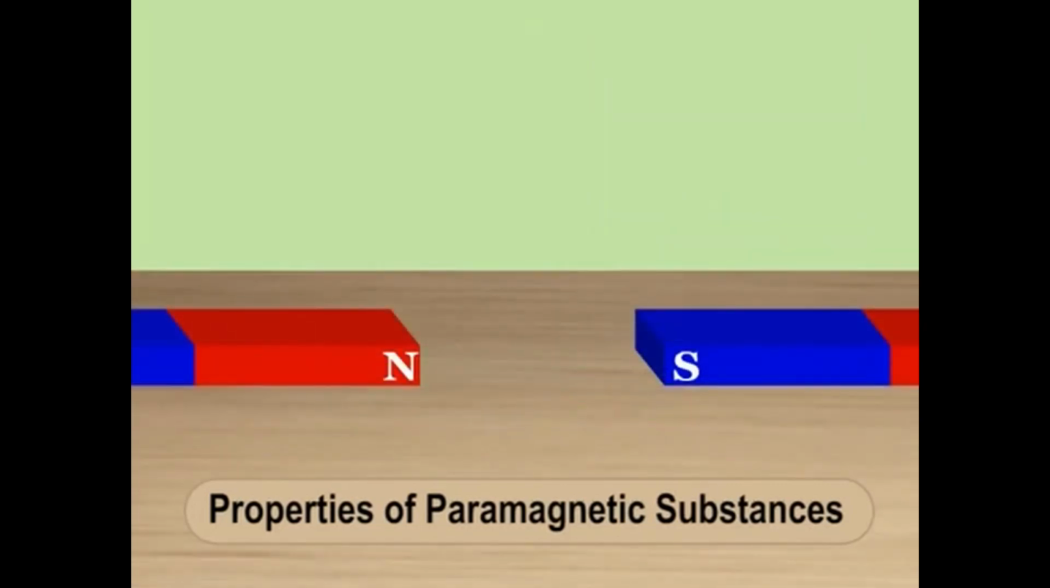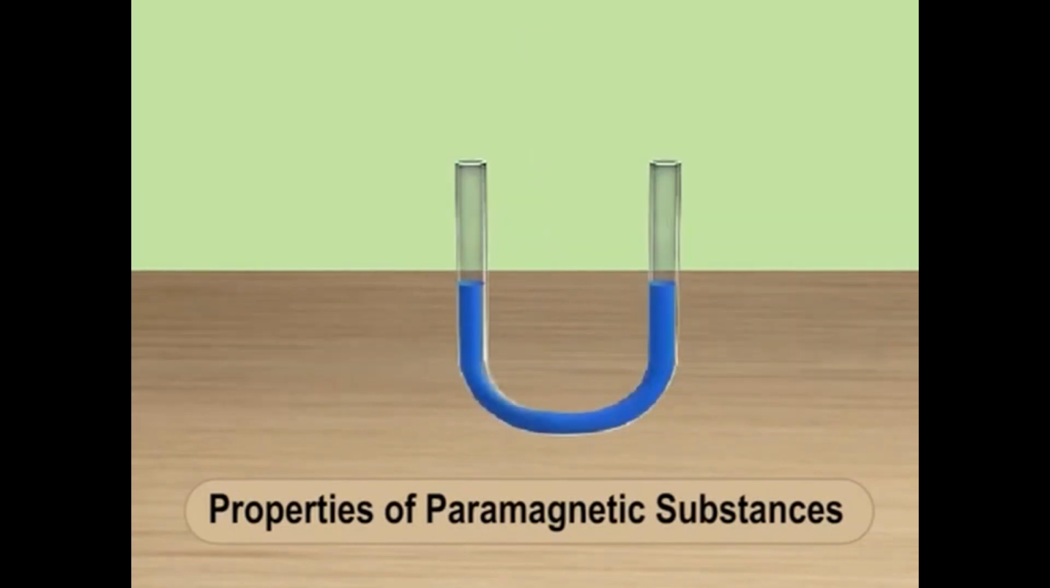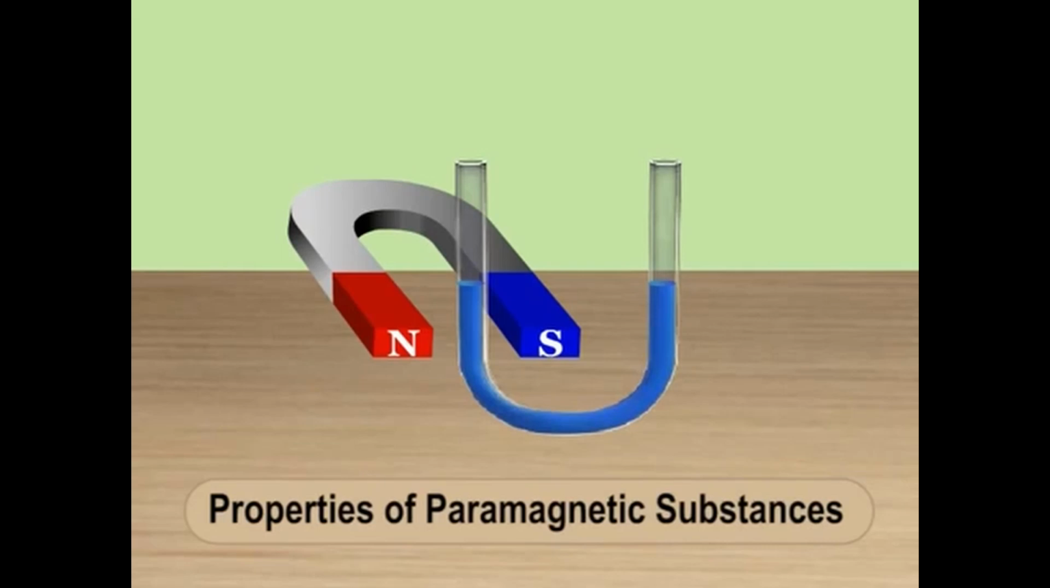When a rod of paramagnetic substance is suspended freely in a uniform magnetic field, the rod comes to rest with its longest axis along the direction of the applied field, or the shortest axis is perpendicular to the direction of the field. When a paramagnetic liquid, say solution of copper sulfate, in a U-tube is subjected to a magnetic field, the level of the paramagnetic liquid in the U-tube rises.